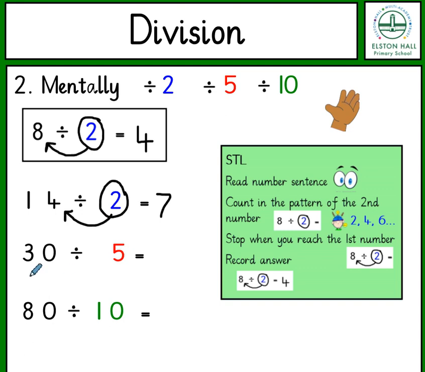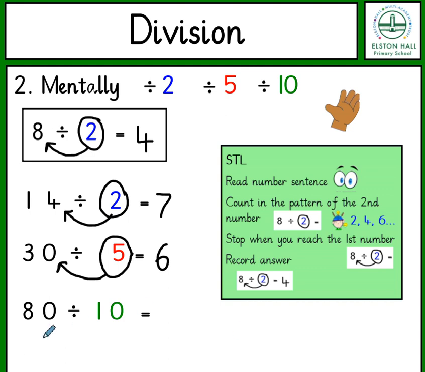This time it's 30 divided by 5 equals. So we have to count not in the pattern of 2 but in the pattern of 5, and then stop when we reach the first number. Using our fingers again, 5, 10, 15, 20, 25, 30. You should have 6 fingers up. 30 divided by 5 equals 6.